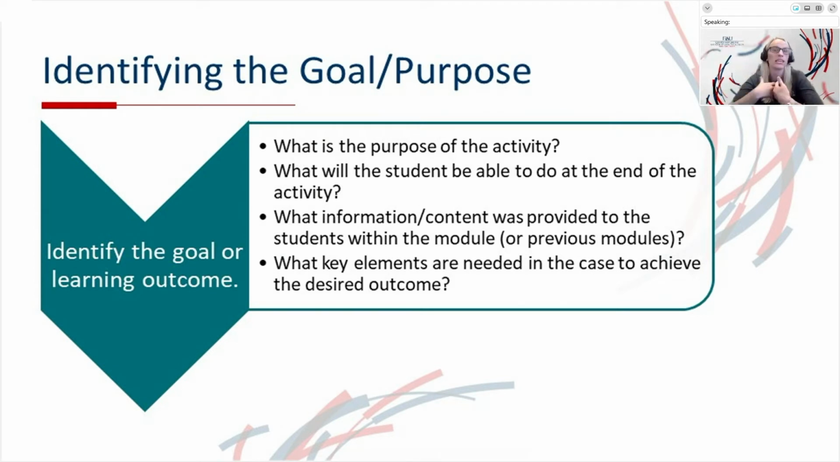And then, thinking to yourself, what information did I provide them in that module or that course that I could build a case around, or look for a case about, considering what is the content in the course. And then what are the key elements inside that case that I need to make sure are there in order for the students to succeed and achieve the desired outcome that I'm looking for? So asking yourself these questions when you're thinking about incorporating the case method into your online course, start with the purpose and the goal of why we're having students do this.